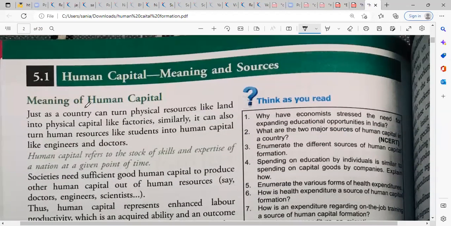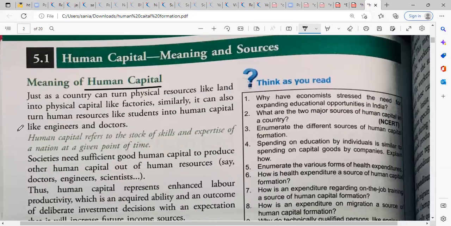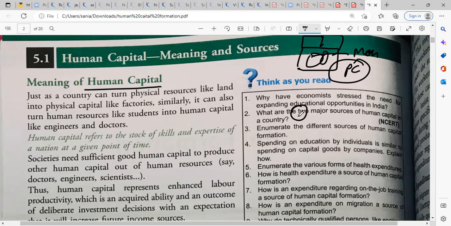So first of all, ma'am, what is human capital? Okay, so just as a country can turn physical resources like land, for example, this is your land, only the land, but you made factories over here. Now because of this factory, you will earn money. So now they are physical capital. Similarly, this is a man. You educated him and now he is a doctor. So now he'll earn money. So he is human capital.